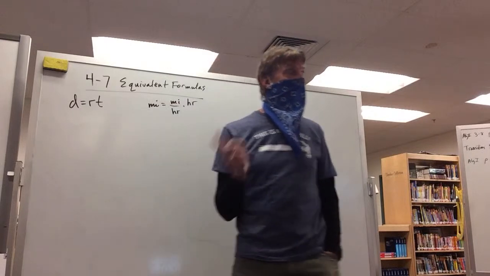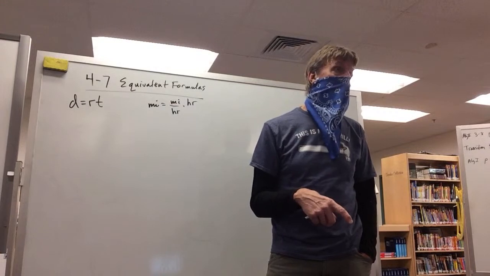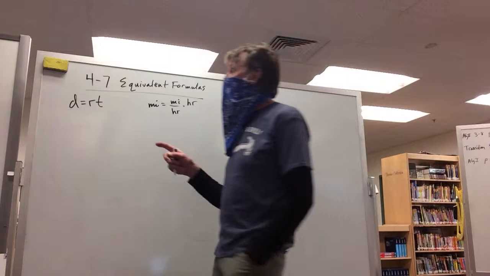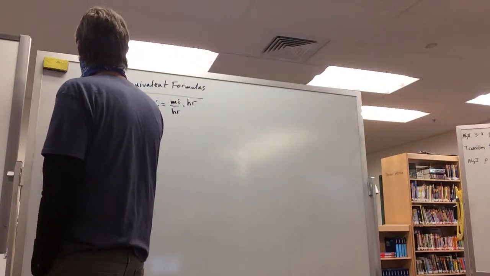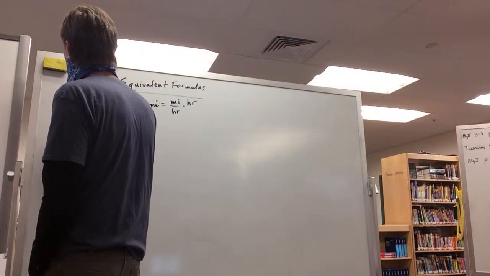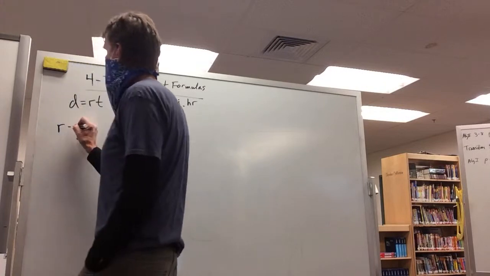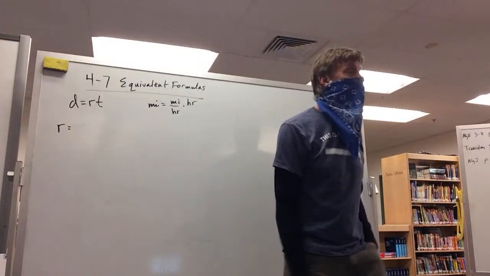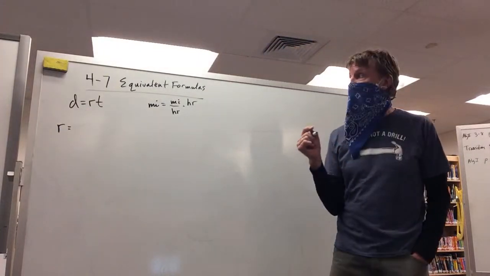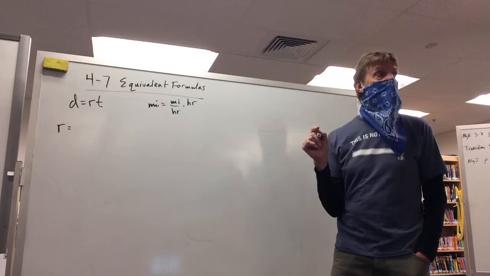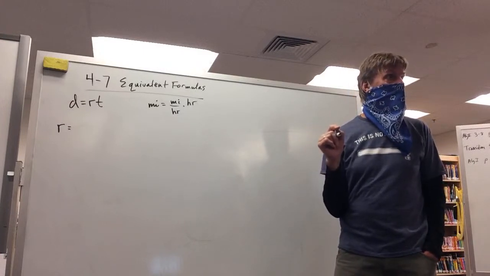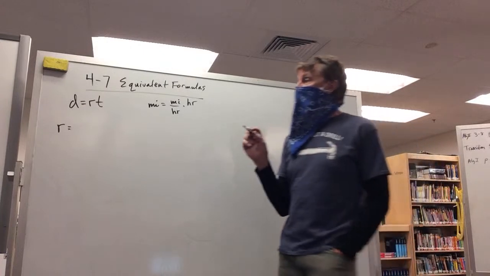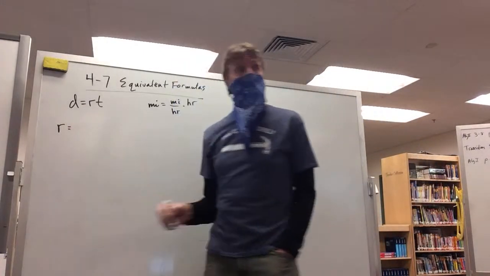But let's say you knew how far you went and how long, then you would have to calculate what your speed is. So what is rate equal to if we start with D equals RT? How do we find rate alone? So that's how fast you're going, right.